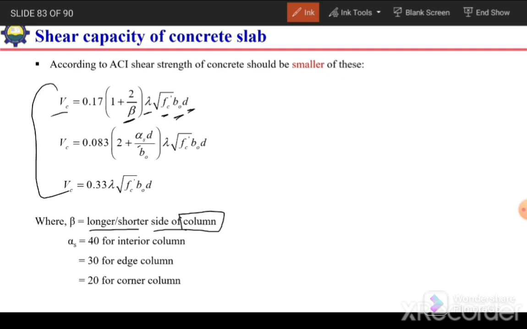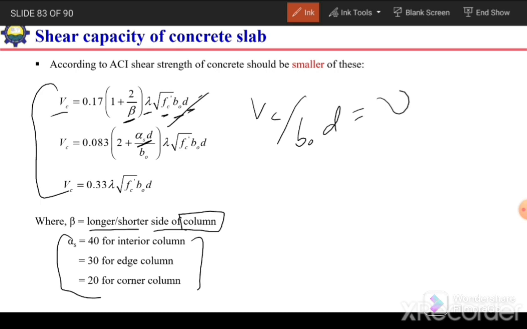Similarly, in the next equation only this alpha s factor is different. Alpha s is 40 for interior columns, 30 for edge columns, and 20 for corner columns. If we divide this Vc by b0 d, we can convert it into stress. So b0 d will be cancelled out of all these three equations, and we will be left with Vc as shear stress instead of shear force.